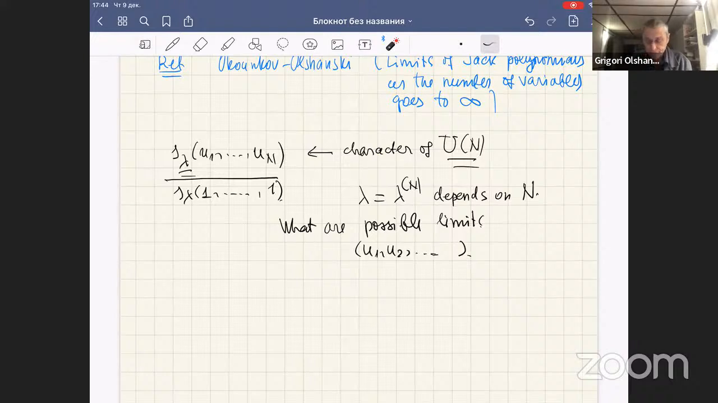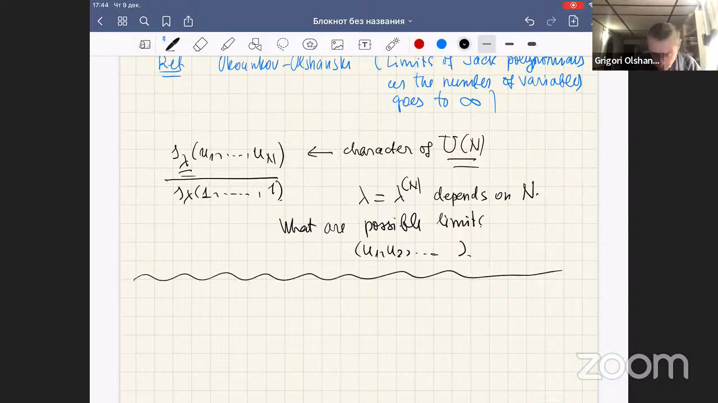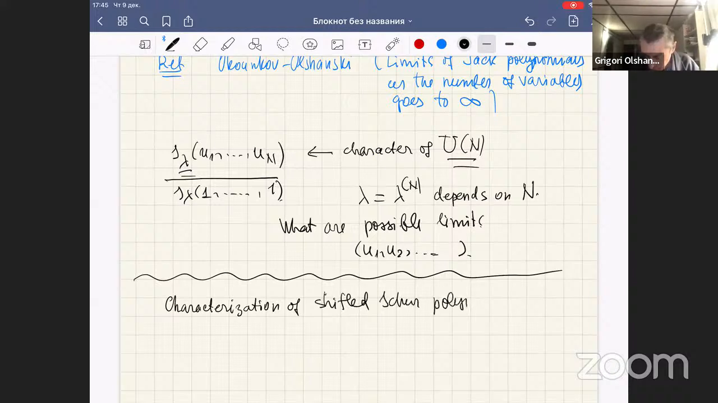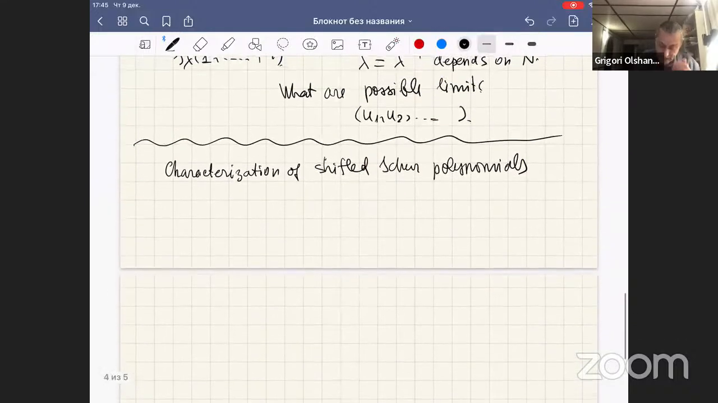some characterization of shifted symmetric polynomials. The idea is to regard them as a kind of interpolation polynomials. Sometimes it's convenient to switch from shifted polynomials to ordinary symmetric polynomials. So I will use a parallel definition.